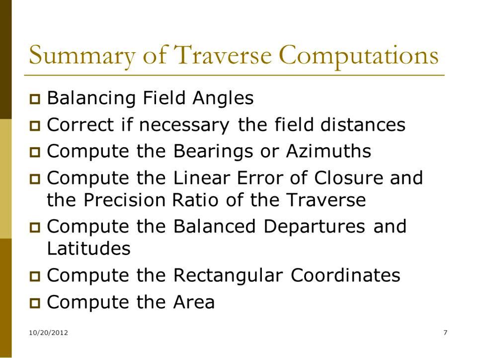You may actually have to adjust some of the field distances once you balance those angles. Then you're going to need to compute the bearings or azimuths of each segment of your traverse. I recommend working in azimuths. It's just easier to do the calculations. Then you're going to compute your linear error of closure and the precision ratio of the traverse. We will see how to do that in just a minute. We're then going to compute our balanced departures and latitudes. I'll show you what those are.